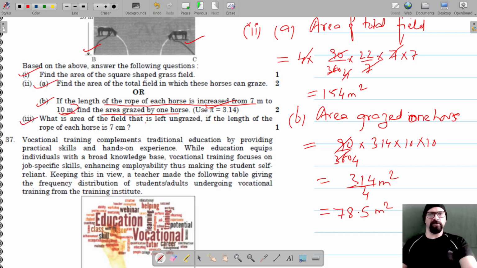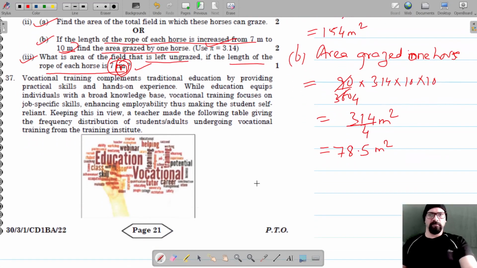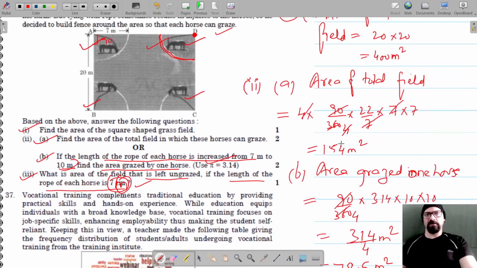What is the area of the field that is left ungrazed if the length of the rope of each horse is 7 centimeter, which is not possible. 7 centimeter is a very small length, and this cannot be the length of the rope. So I'm going to consider this as 7 meter. You may consider it as 7 centimeter, but if I consider the length of the rope as 7 meter, then the area grazed.